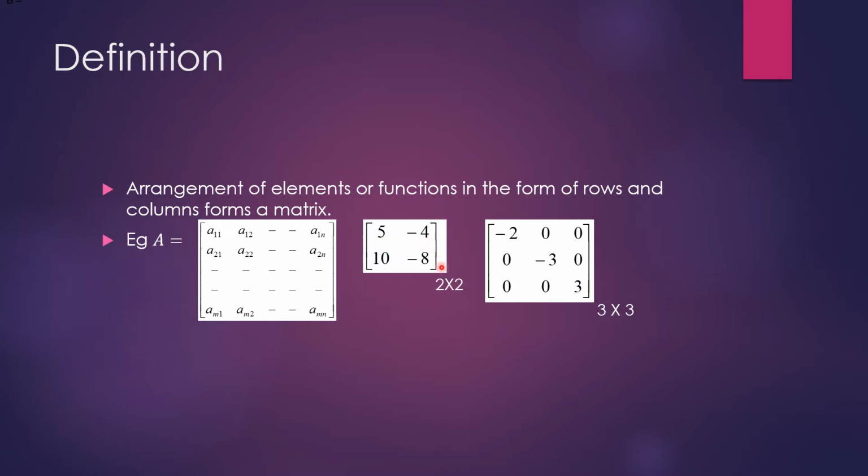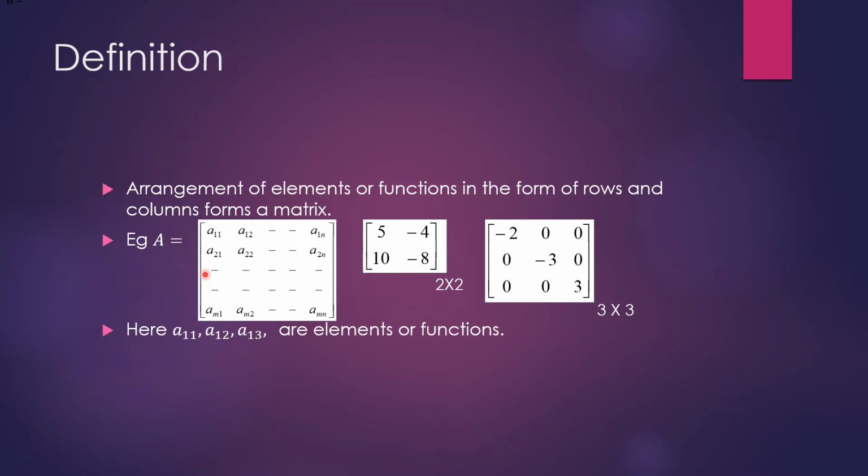So there are 4 elements over here: 5, minus 4, 10, minus 8. These elements can be functions also, like x, x cube, 1 upon x. Similarly, I've written a 3 by 3 matrix, that is minus 2, 0, 0, 0, minus 3, 0, 0, 0, 3. So this is nothing but an example of a matrix. All matrices are enclosed by square brackets and they are denoted by capital letters A to Z.